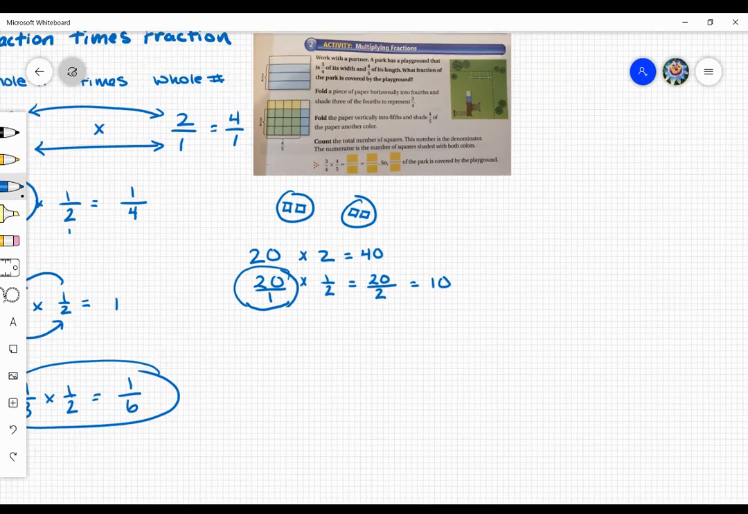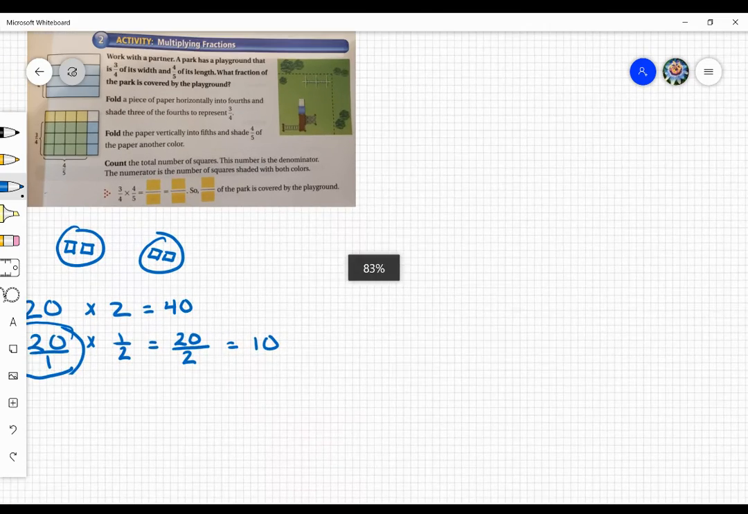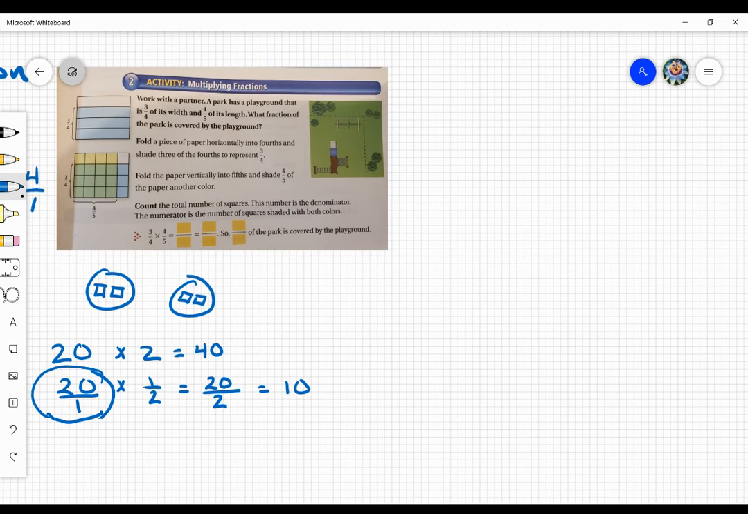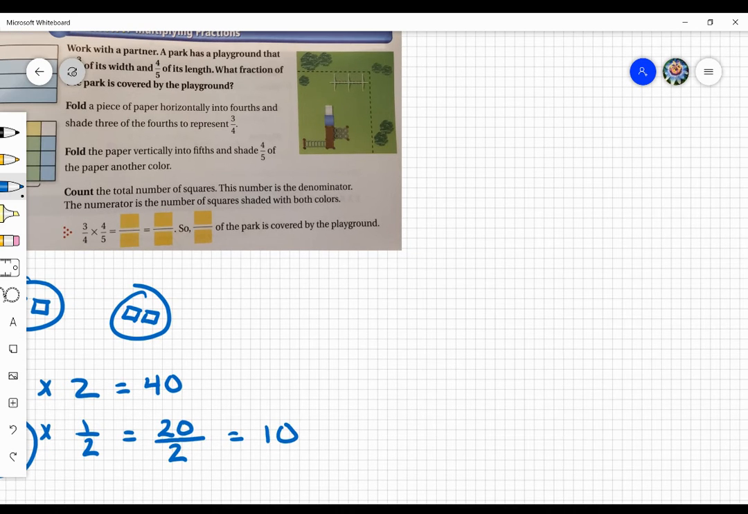So in this example over here, here's one right out of the book. It says, work with a partner. A park has a playground that is 3/4 of its width and 4/5 of its length. What fraction of the park is covered by the playground? Okay, so let's draw this out.